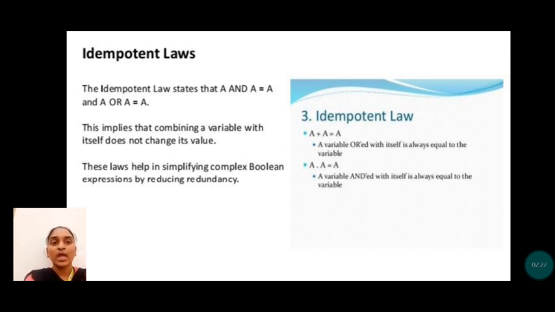Idempotent law means A plus A equals A. A variable ORed with itself always equals the variable. A dot A equals A. A variable ANDed with itself always equals the variable.